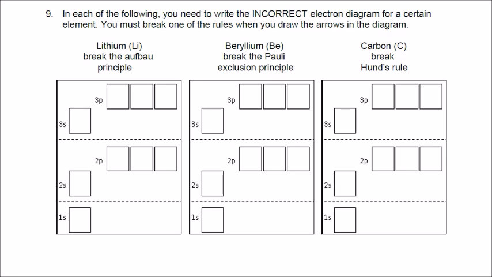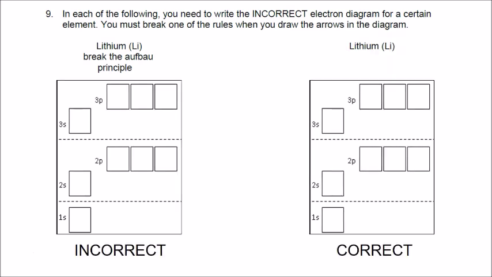So we're starting with, on the left, lithium. The correct electron configuration for lithium, which contains 3 electrons, is 1s2, 2s1. If we're going to break the Aufbau principle, and there's lots of different ways to do this, we need to put an electron into a higher energy level than it would normally be. So for example, that would be one way to break the Aufbau principle. Another way to break the Aufbau principle might be like this, or possibly like this. Notice that we still have 3 electrons, but they're not in the lowest available energy levels. So lots of different examples, lots of ways to break the Aufbau principle.